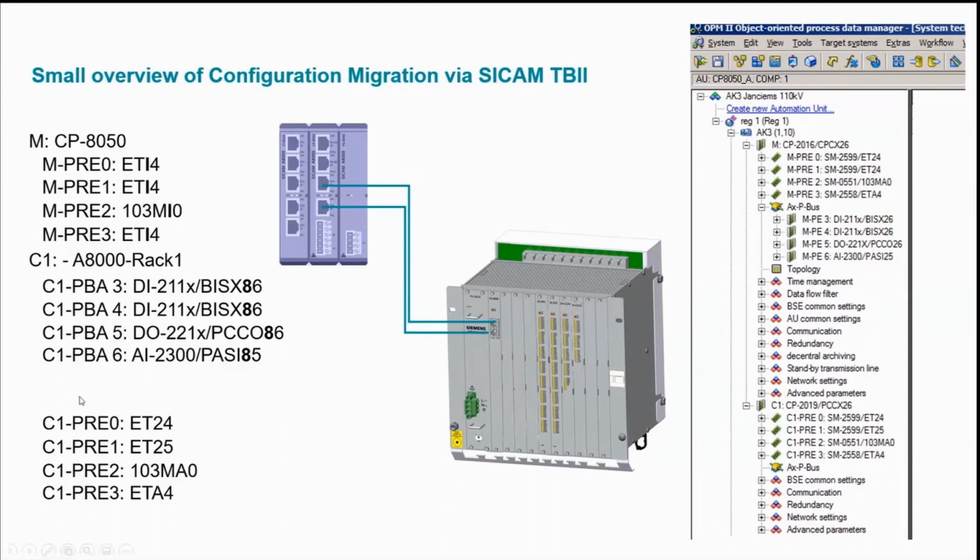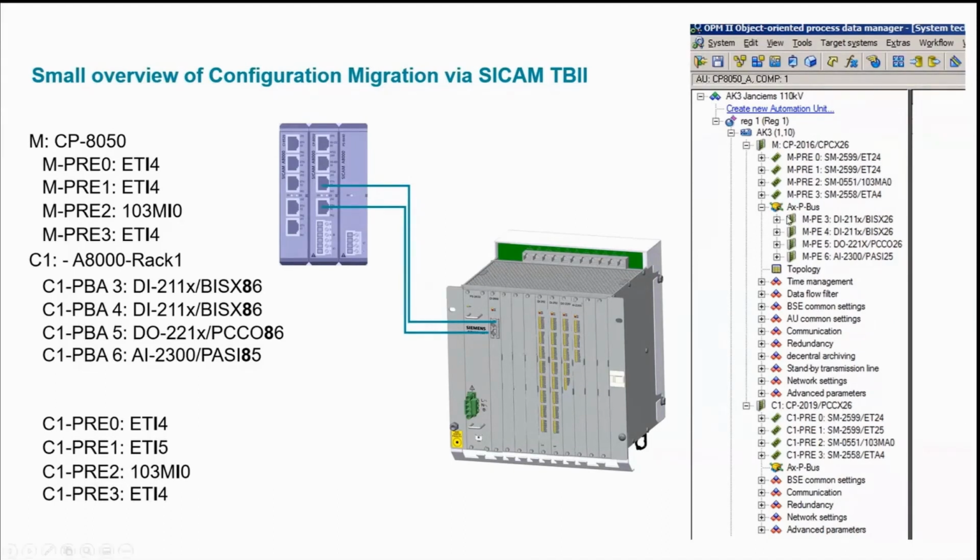So to make the engineering easier, we will use the same order. So we will use the C1 pre-0 will be equipped with the ETI4 and so on, exactly the same. So now it is clear what has been replaced with what.